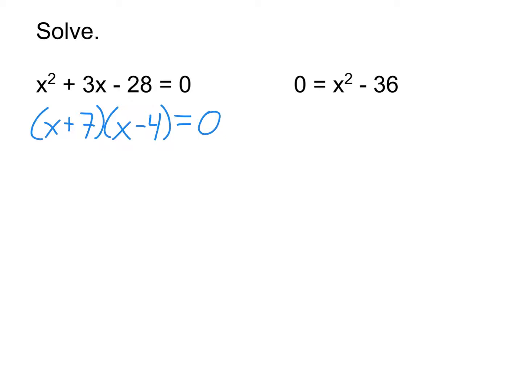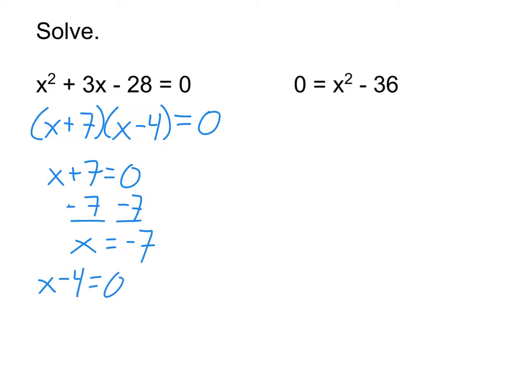Because our next step is to take each of these two sets of parentheses and set them equal to 0. So I do x plus 7 equals 0 and solve that. So subtract 7 from both sides. And so we find that x equals negative 7. So that's one solution. The other solution comes from doing x minus 4 equals 0. And so I add 4 to both sides of that one. And we end up with x equals 4. So those are our two solutions there for that first one. X equals negative 7 and 4.